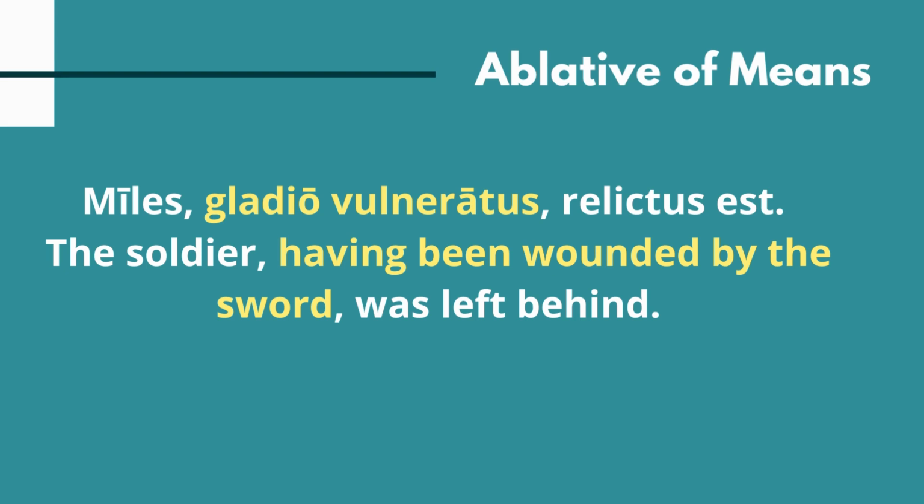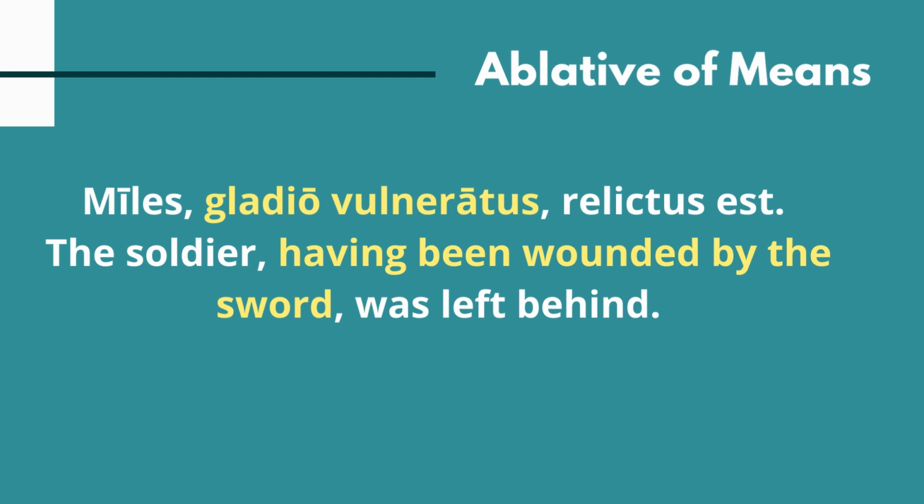Here's another example. If I said "miles, gladio vulneratus relictus est," I'm saying the soldier, the miles, right, having been wounded, vulneratus, okay? Now, I'm trying to say not who wounded the soldier, but what wounded the soldier, right? In what way was the soldier wounded is kind of another way to think about it, or by what means was the soldier wounded? I'm saying how was he wounded? Gladio, with a sword or by the sword.